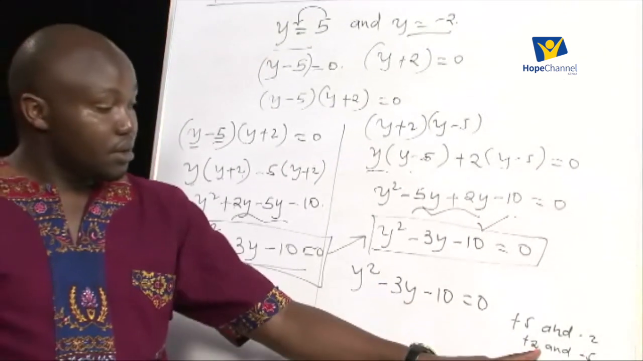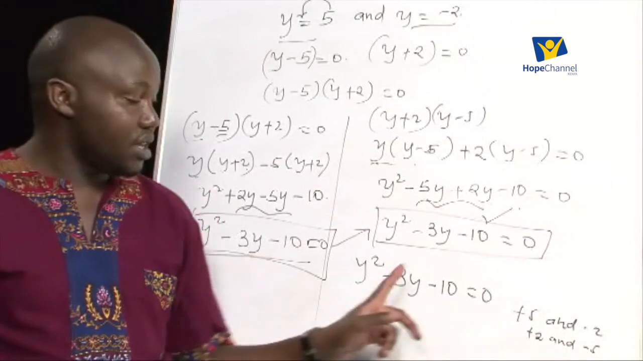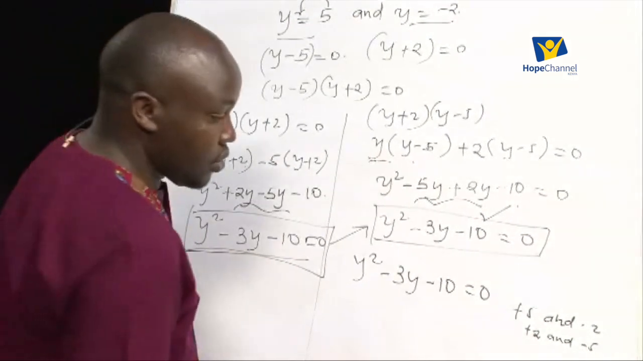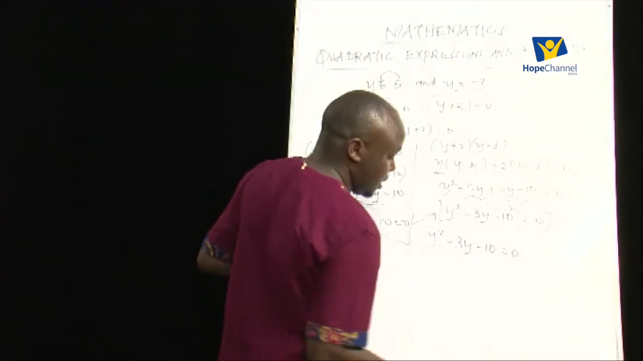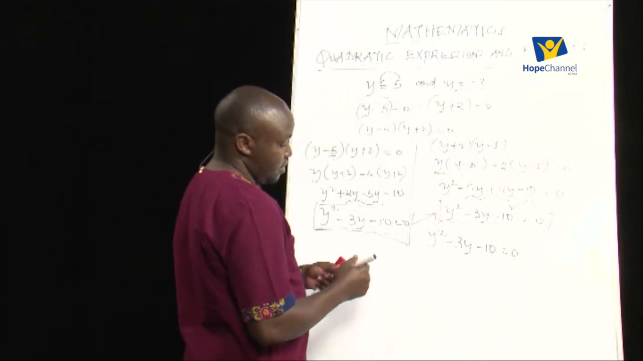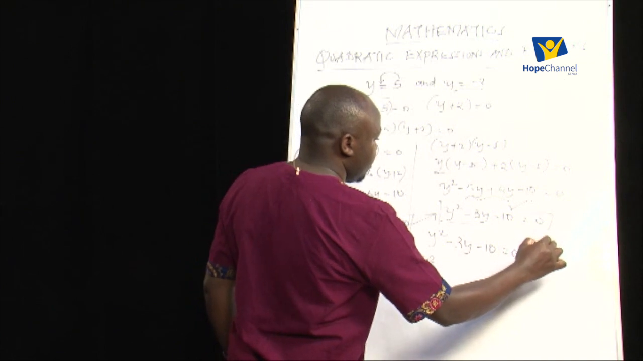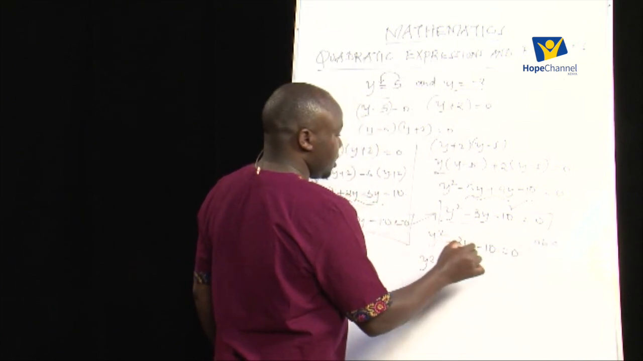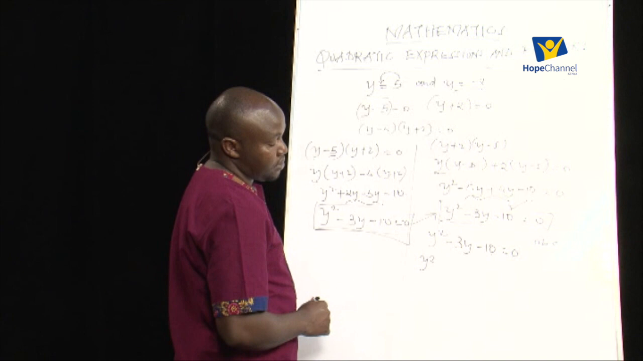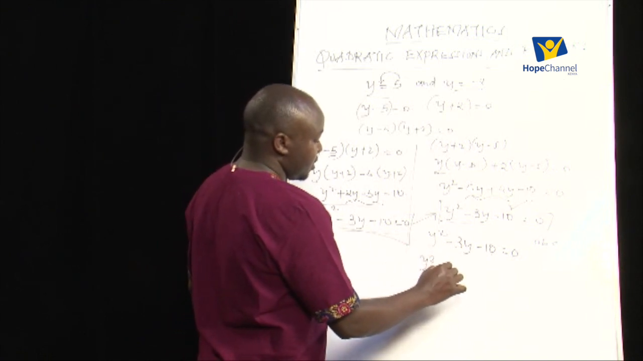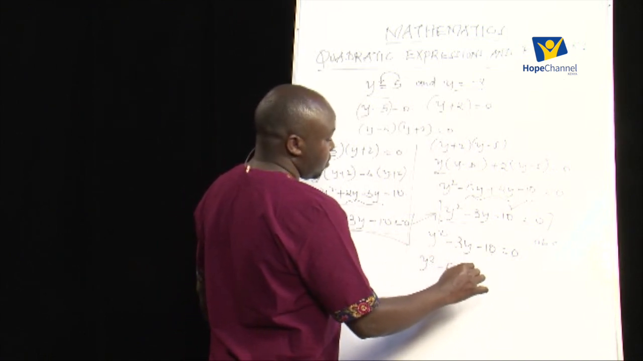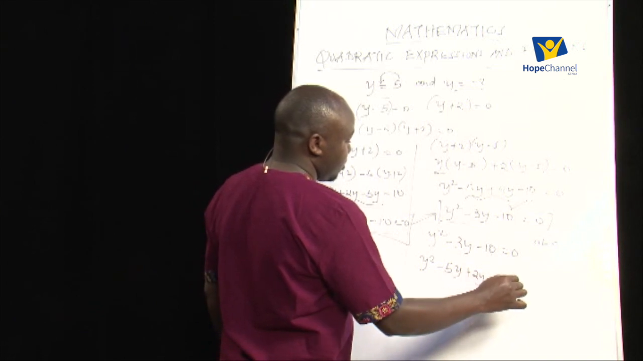But if you take positive 2 minus 5, you get 3. It means our second is the answer, negative 2 and positive. So y squared. So our A, B and C is 1, negative 3 and negative 10. So y squared minus 5y plus 2y minus 10 is equal to 0.